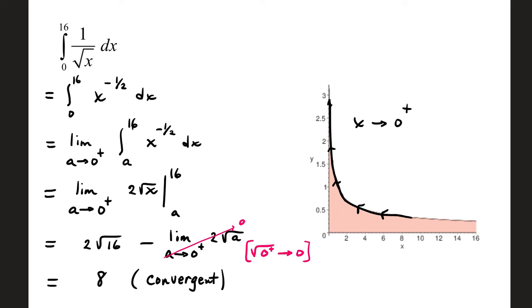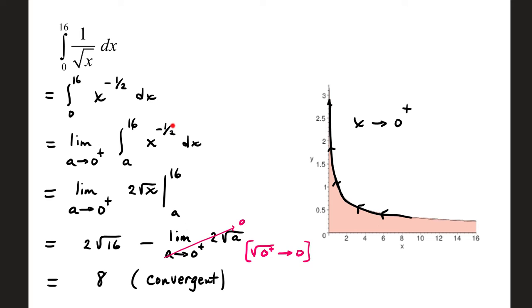Now, since the function is not defined exactly at 0, we're going to approach 0 from the right side, which is a one-sided limit that you did back in Cal 1. Let me rewrite 1 over square root of x as x to the negative half. Replacing 0 with the letter a, I'm going to let a approach 0 from the right.